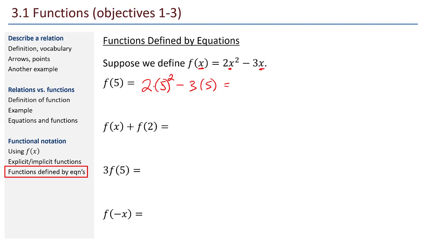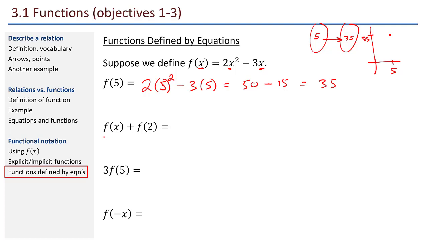5 squared is 25, so twice that is 50. And I end up with 50 minus 15, and the answer is 35. So f of 5 equals 35. If I had an arrow diagram, then for my function f, I'd have a 5 on the left and a 35 on the right, and arrows that go from one place to another. And if I was plotting this function out as a bunch of points, I might have 5 on my x-axis and 35 on my y-axis, and I'd have a point right at (5, 35).